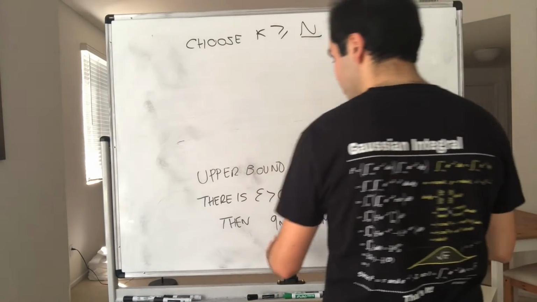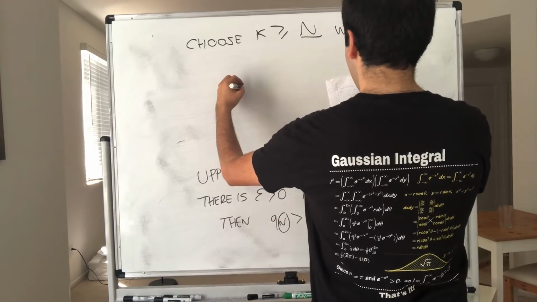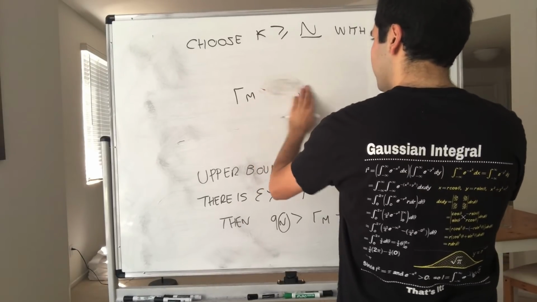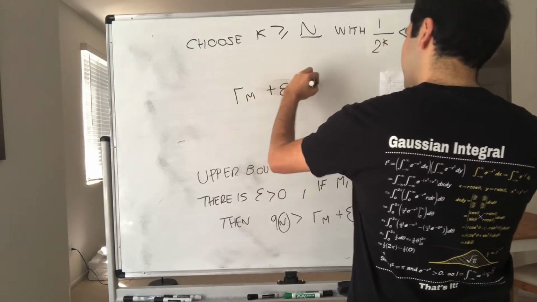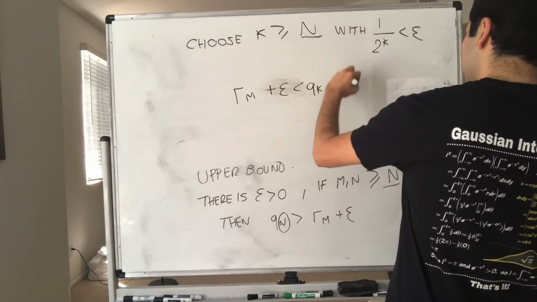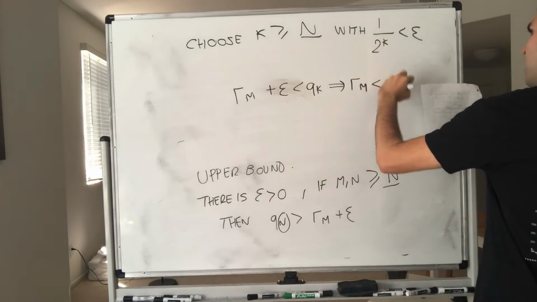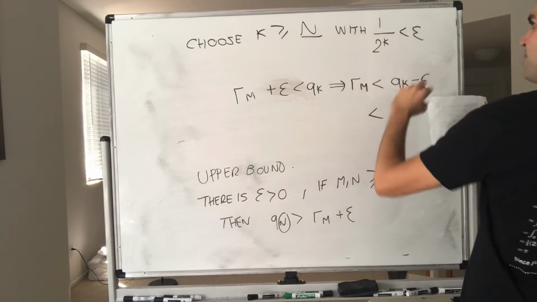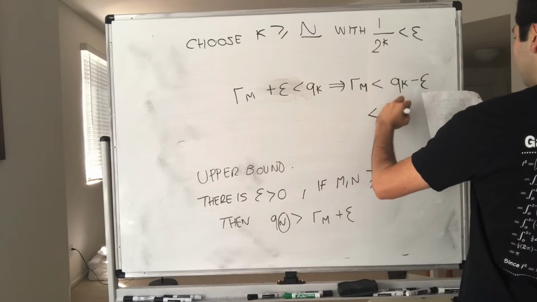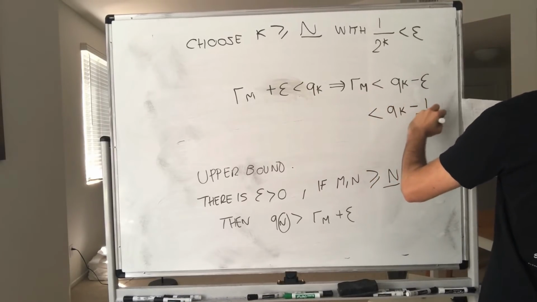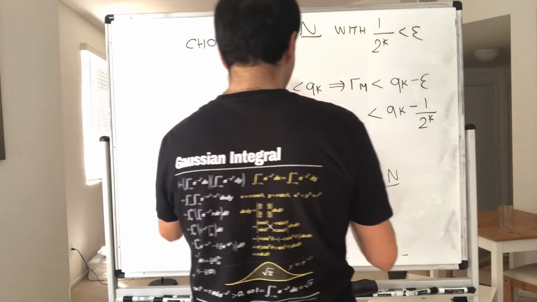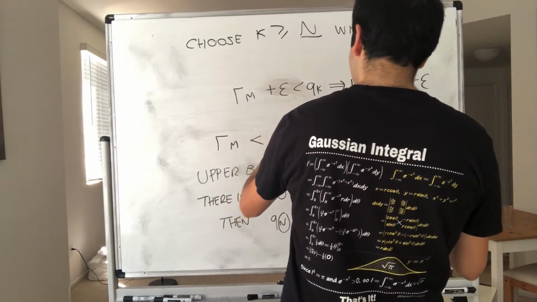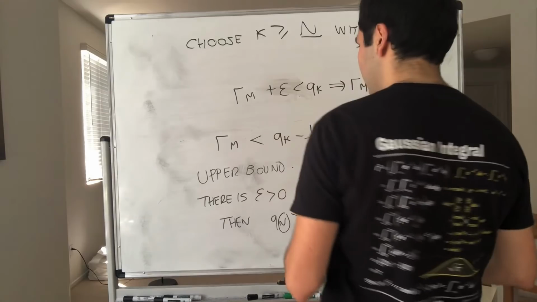But then what do we have? Well, since this is true for every m, we have Rm is less than Qk, so Rm plus epsilon is less than Qk, so Rm is less than Qk minus epsilon, but minus epsilon is less than 1 over 2 to the k. So this becomes Qk minus 1 over 2 to the k. So Rm is less than Qk minus 1 over 2 to the k.